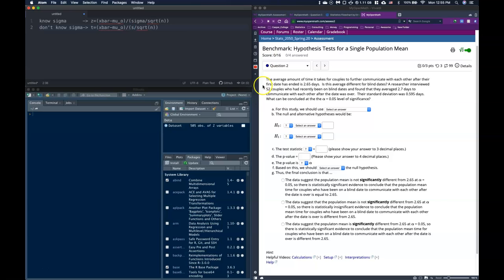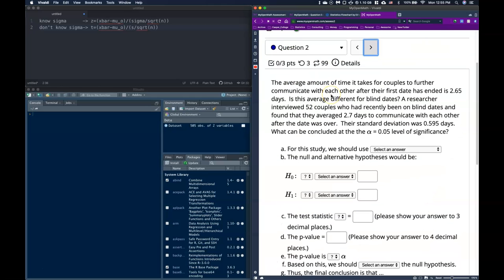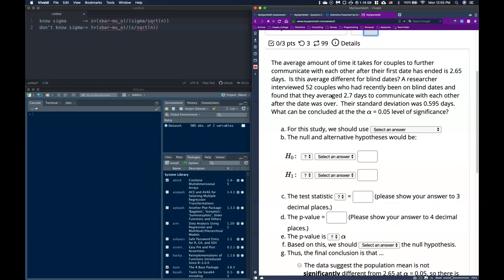look at our problem. So over here it says that the average amount of time, let's make this a little bit bigger, that it takes for couples to further communicate with each other after the first date has ended is 2.65 days. Is this average different for blind dates? So a researcher interviewed 52 couples who had recently been on blind dates and found that they averaged 2.7 days to communicate with each other when the date was over. Their standard deviation was 0.595 days, and what can be concluded at the 0.05 significance level.